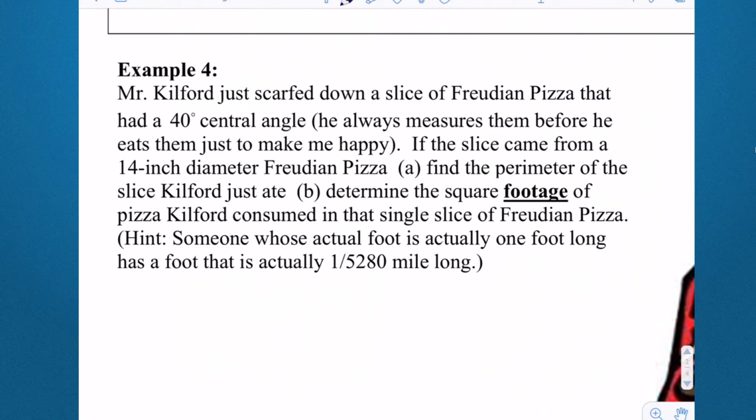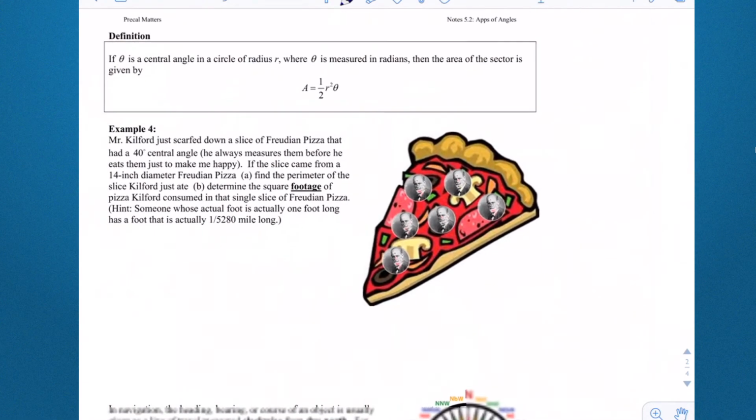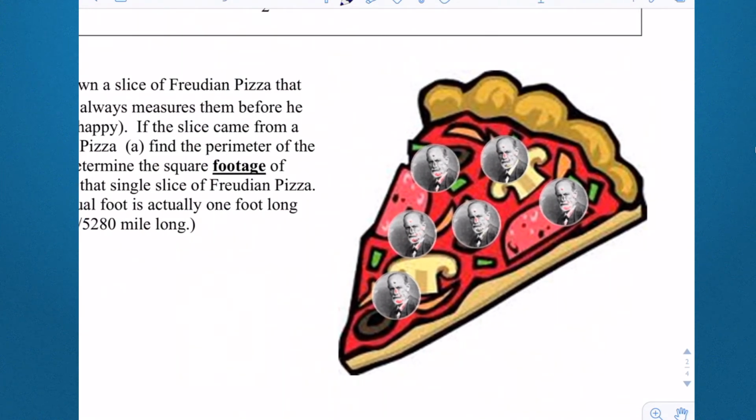If the slice came from a 14-inch diameter Freudian pizza, and if you go over to the New York Pizza Pub and order the Guilford Special, it'll be a 14-inch Freudian pizza. We want to find the perimeter of the slice that Guilford ate. Now here's an actual photograph of a slice of Freudian pizza, drawn to scale. So it kind of looks like a cartoon, but that's just how Freudian pizza looks.